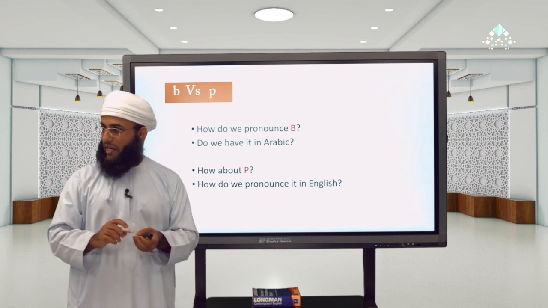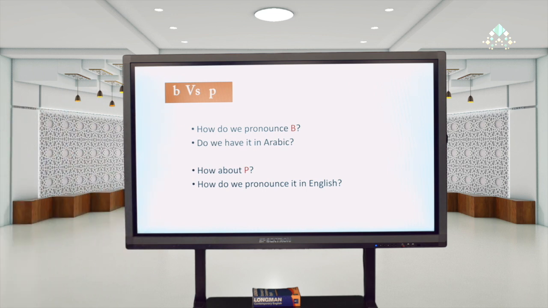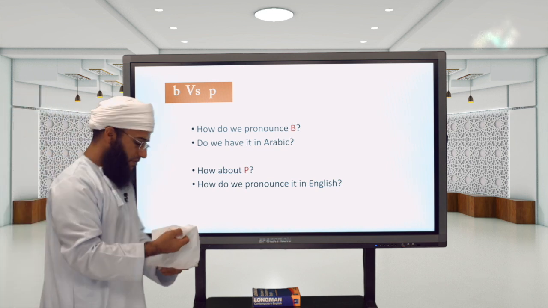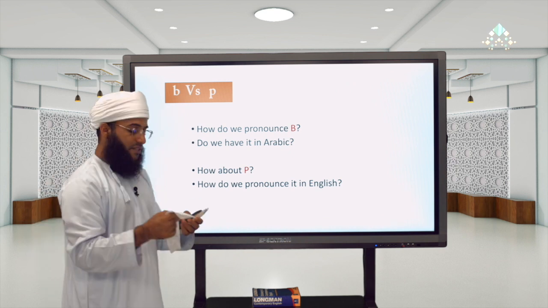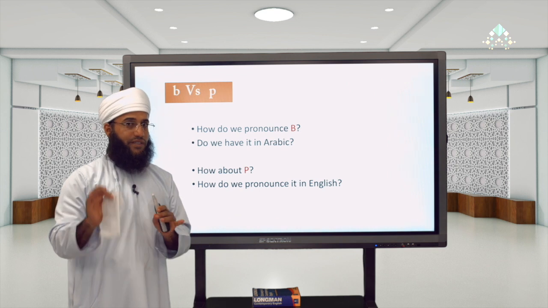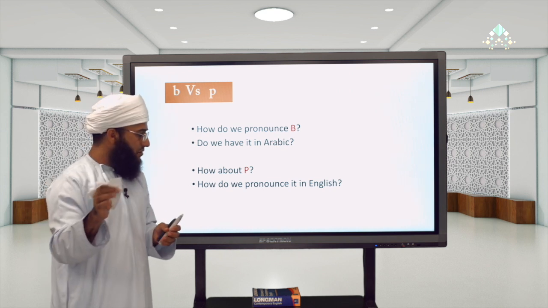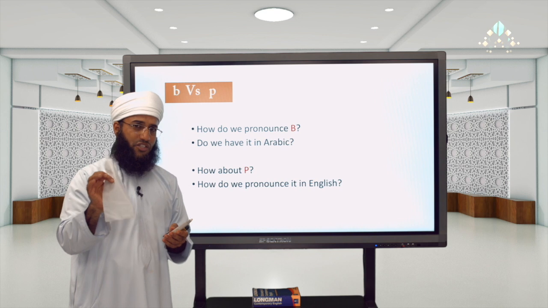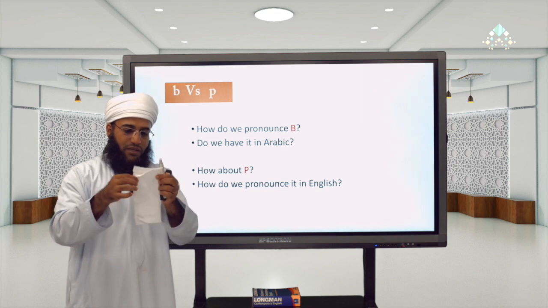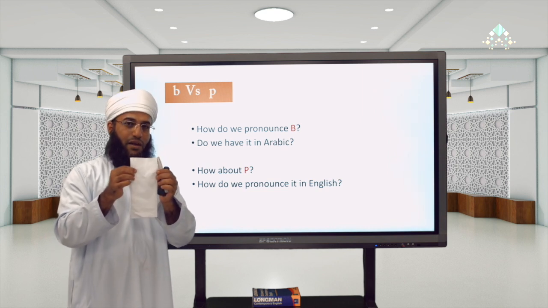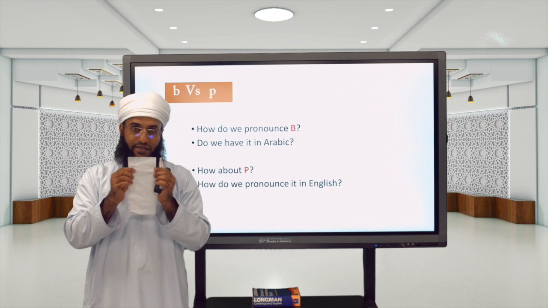If you take a piece of paper, let me find a piece of paper. Sorry, it's not ready. But even if I take tissue, can you please take a piece of paper now in front of you so we can practice these two sounds? It's very important. I'll give you seconds to grab a piece of paper or tissue. Okay, I can see you now. Take this piece of paper, put it in front of your mouth, and pronounce the sounds.